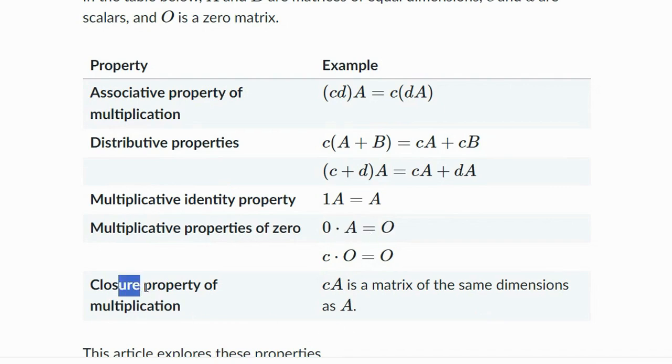And the closure property. If you multiply a scalar number times a matrix, the answer is always going to be the same dimensions. Whatever the matrix is going to be the same as scalar times the matrix.